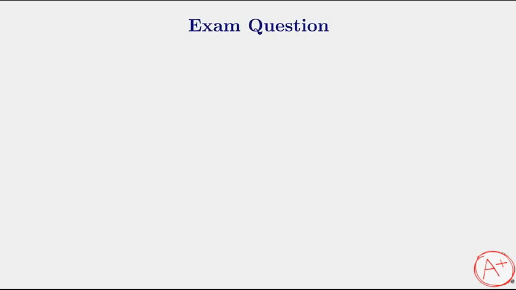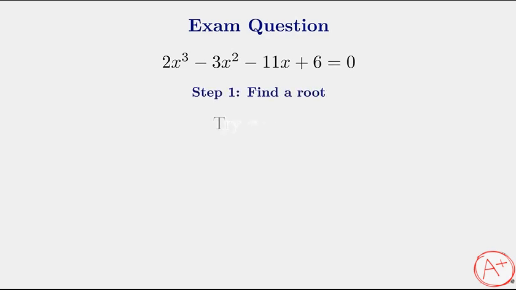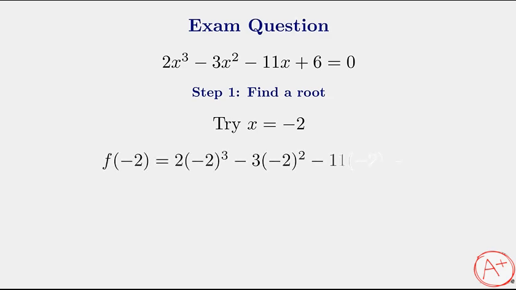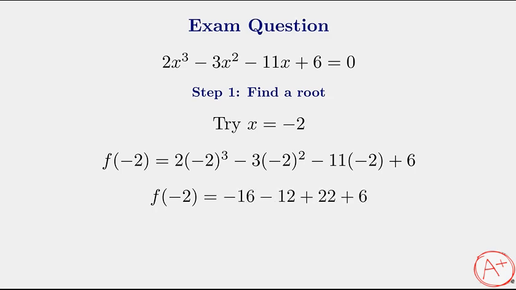Let's tackle a typical Cambridge-style exam question. Solve the equation 2x cubed minus 3x squared minus 11x plus 6 equals 0. We test factors of the constant 6. Let's try x equals -2. We substitute -2 into the function. 2 times -2 cubed minus 3 times -2 squared minus 11 times -2 plus 6. This simplifies to negative 16 minus 12 plus 22 plus 6, which equals 0. Since the result is 0, the factor theorem tells us x plus 2 is a factor.